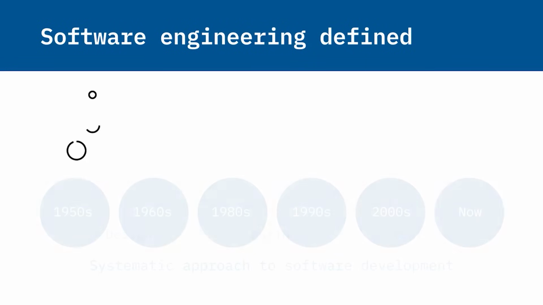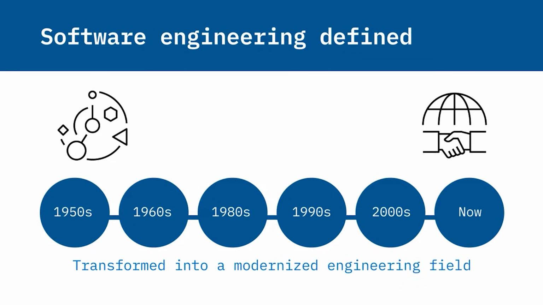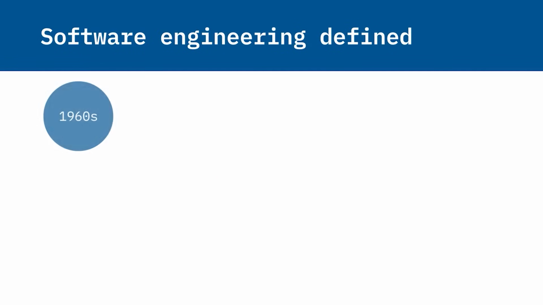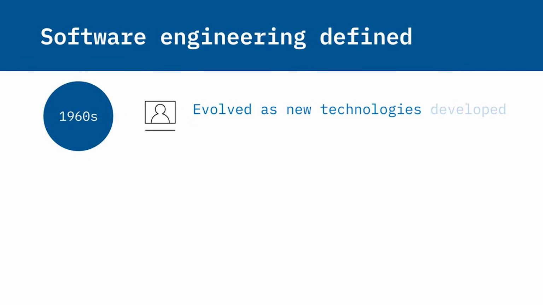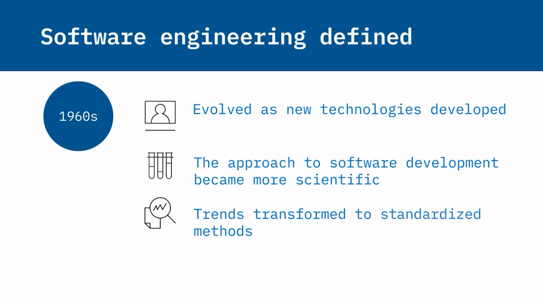When computing began in the late 1950s, software engineering was a relatively undefined discipline, but over time it transformed into a modernized engineering field. The software engineering field became a discipline in the 1960s and evolved as new technologies were developed and the approach to software development became more scientific. Trends in software engineering transformed from ad hoc programming towards more formal and standardized methods.